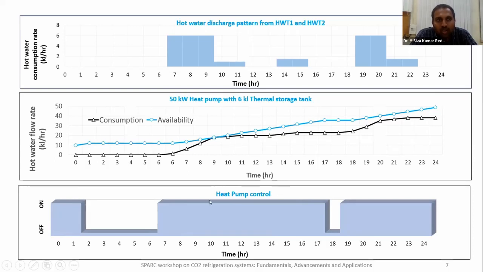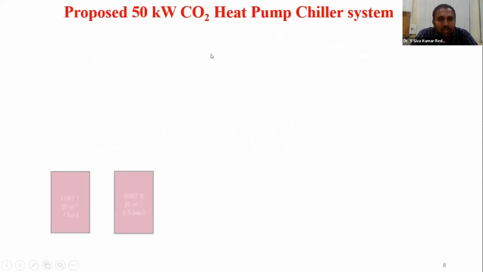Because of the hot water demand, there will be a drop in the level in the thermal storage tank. So to maintain that level, it has to run continuously up to this time. And in the night peak times also, it will continuously run until the thermal storage tank gets filled 100%. So in this way, the heat pump will be controlled based on the hot water requirements.